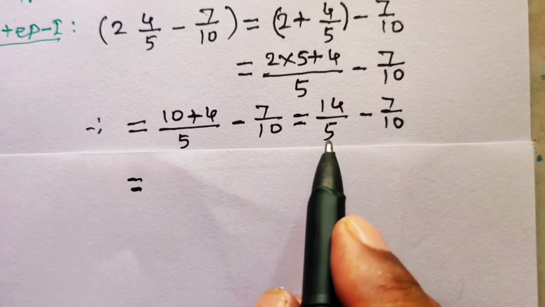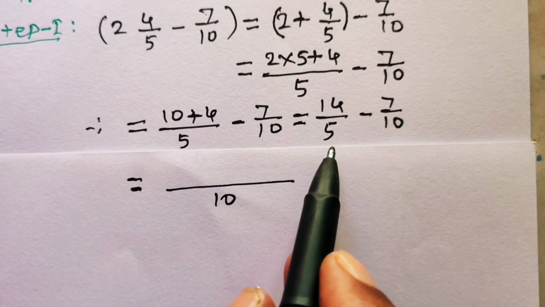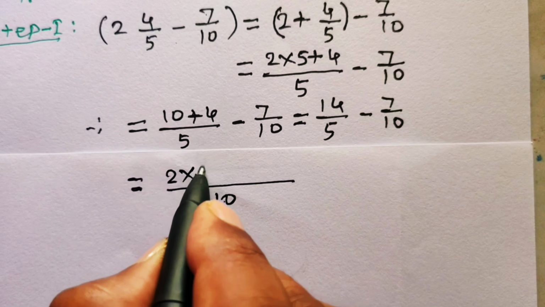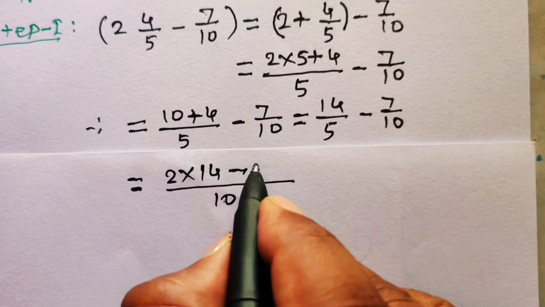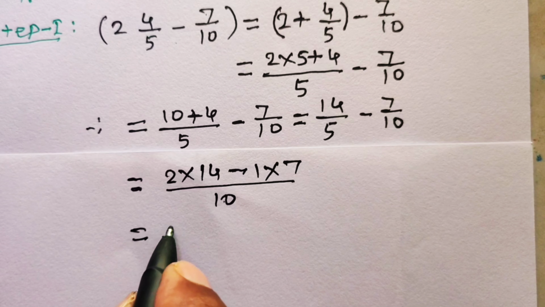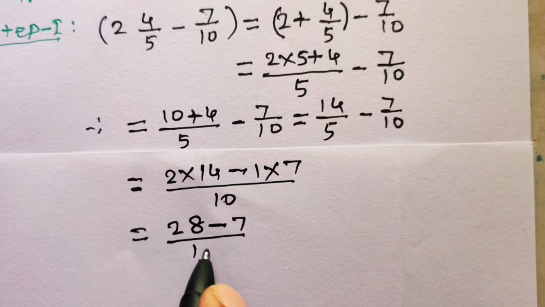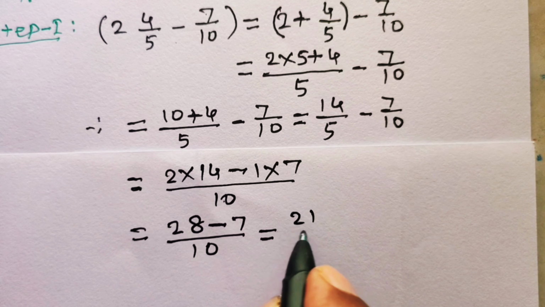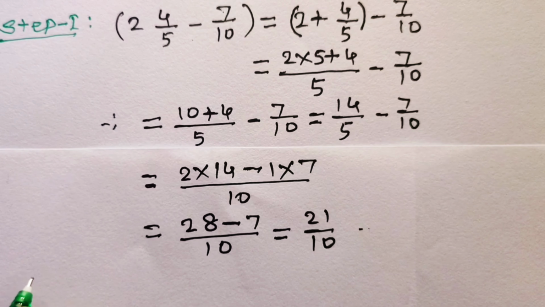This is equal to, now the LCM of 5 and 10 is 10. Then 5 goes into 10 twice, so 2 into 14 in the numerator, minus, 10 goes into 10 once, so 1 into 7. This is equal to 2 into 14 is 28 minus 1 into 7 is 7, over 10. This is equal to 28 minus 7, 21 over 10. This is the value of this bracket. Consider this now as step number 2.